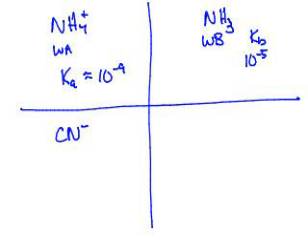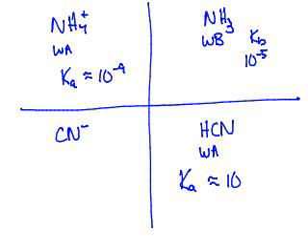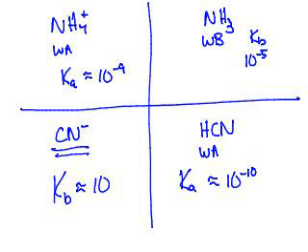Our second chemical was cyanide, CN negative. His partner would be HCN. HCN, you should know, is a weak acid. We look it up on the weak acid table: it is 6.2 times 10 to the negative 10. His Ka is about 10 to the minus 10. Therefore, cyanide's Kb is about 10 to the minus 4.